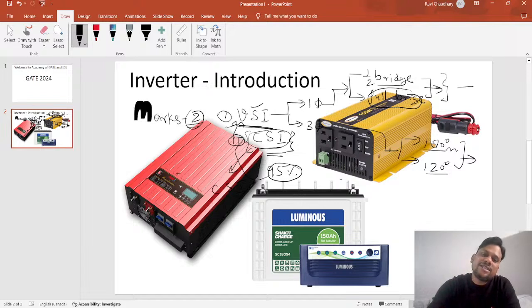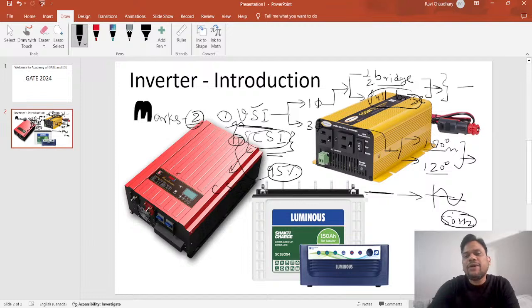Now another concept or point that comes here: when we convert this fixed DC into the required AC, let's consider we want to generate our AC output at 50 hertz. And definitely we require, my dear friend, sinusoidal AC. Okay, we require sinusoidal AC.